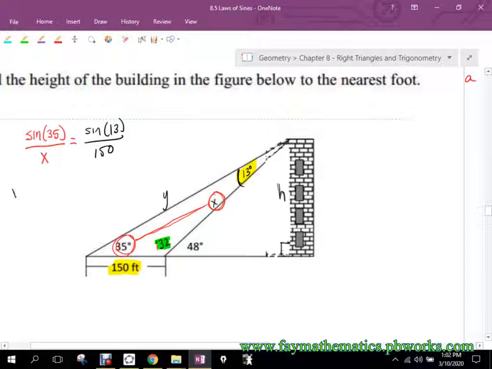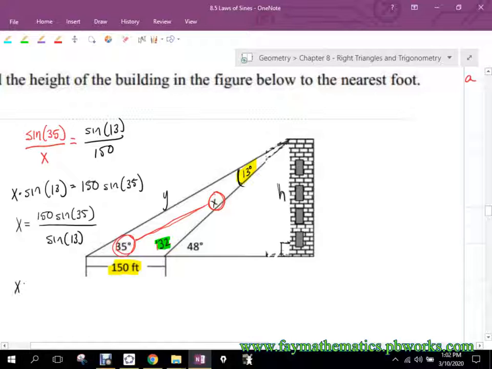I get x times sine of 13 equals 150 times sine of 35. Sine 13 is my coefficient over here for x, so divide by that. So you get 150 sine of 35 divided by sine of 13, right? 413.8. Okay.